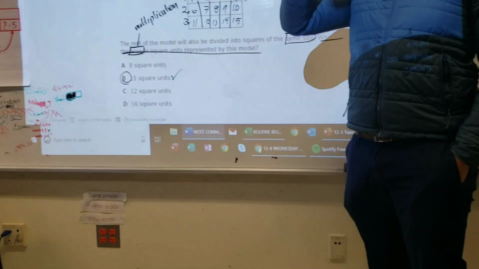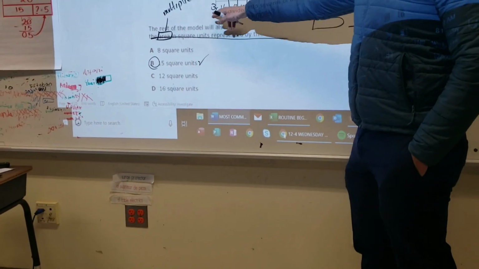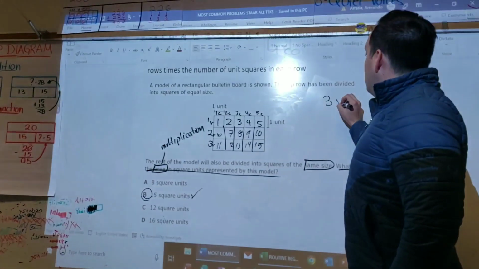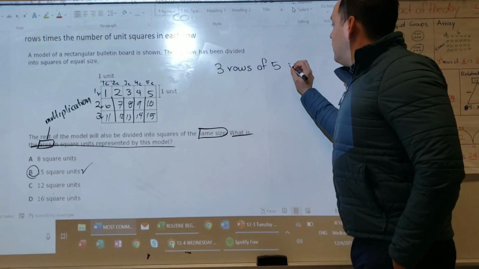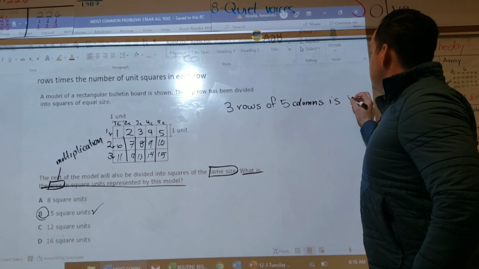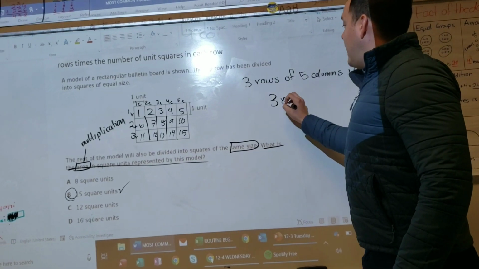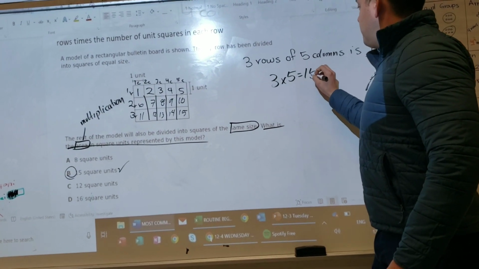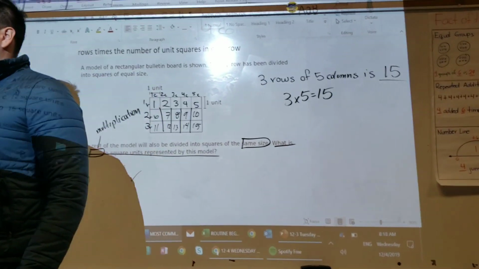Remember, the rows, las filas, primero, okay? Y después las columnas. 3 rows of 5 columns is 15. Muy bien. Or 3 times 5 is 15. Okay? This is the first type of problems.